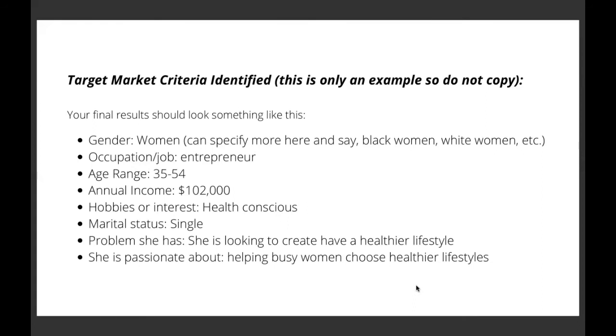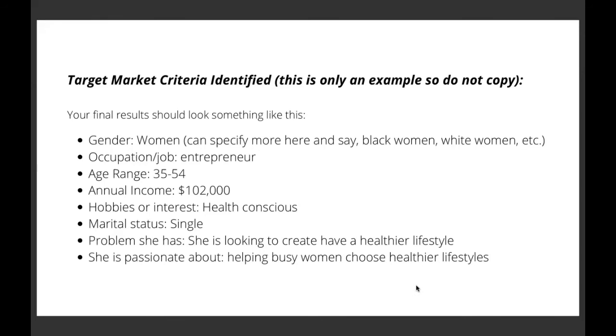So we want to look at what their income is, their annual income, right? So we can know for sure if they can afford to partner with you, if they are able to take advantage of your offer and that money would not be an object for them. What are their hobbies or interests? Again, are they health conscious? Are they people that love cooking, outdoorsy, love animals? You get the idea. And find out what those are.